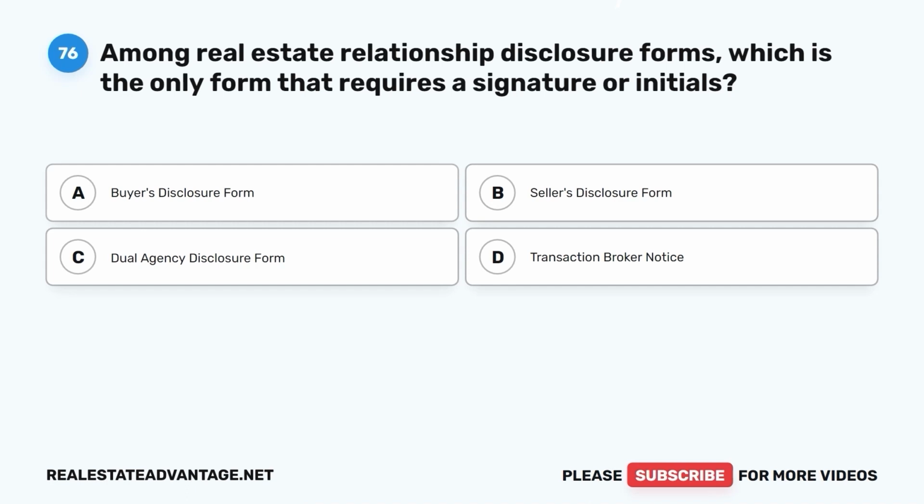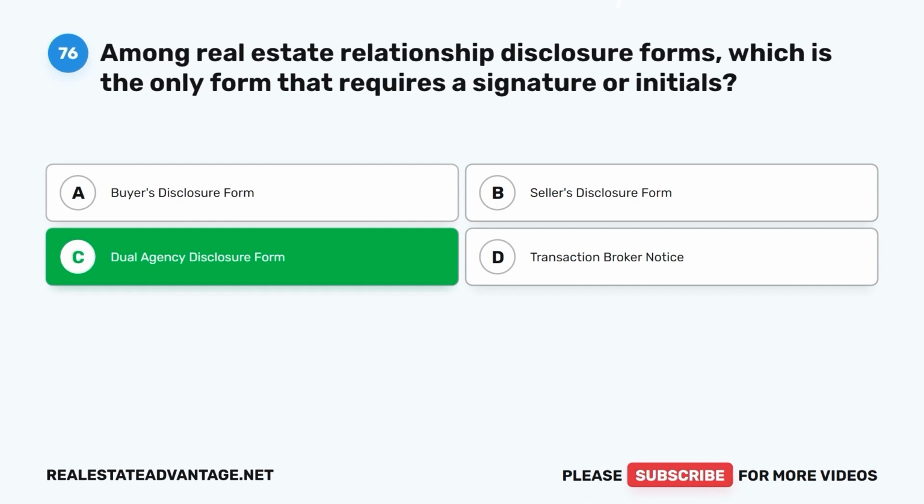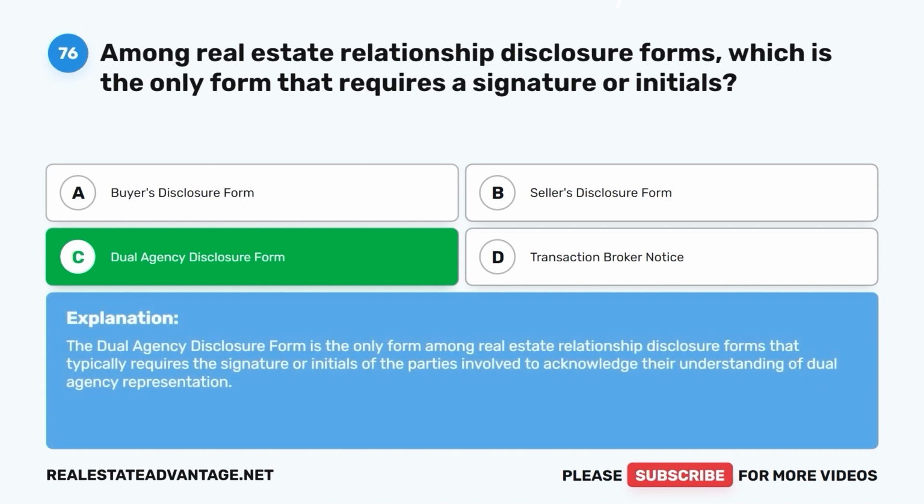A. Buyer's disclosure form. B. Seller's disclosure form. C. Dual agency disclosure form. D. Transaction broker notice. The correct answer is C. Dual agency disclosure form. The dual agency disclosure form is the only form among real estate relationship disclosure forms that typically requires the signature or initials of the parties involved to acknowledge their understanding of dual agency representation.